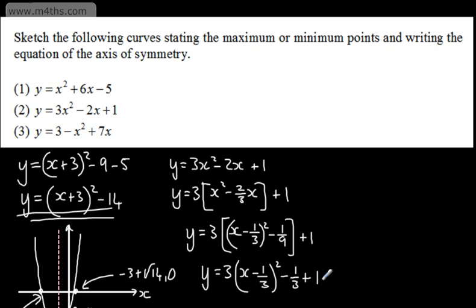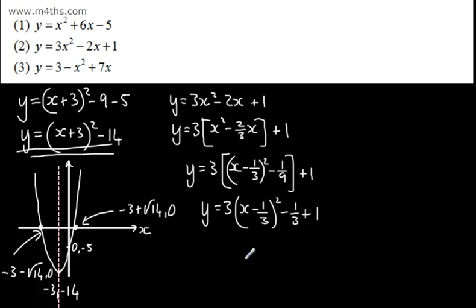So what does that leave me with? Just tidying this up, we can say now that y is going to be equal to 3 lots of x minus 1/3 all squared, and then this is going to give me plus 2/3. So this is what we end up with.